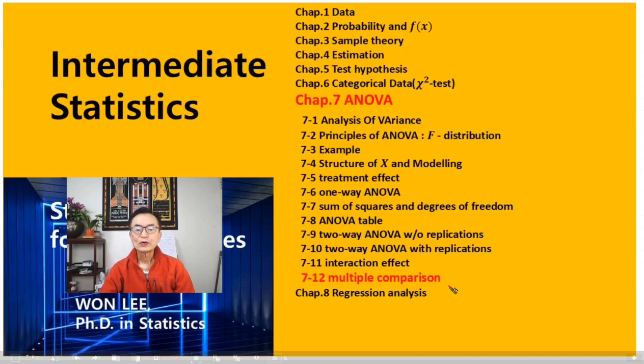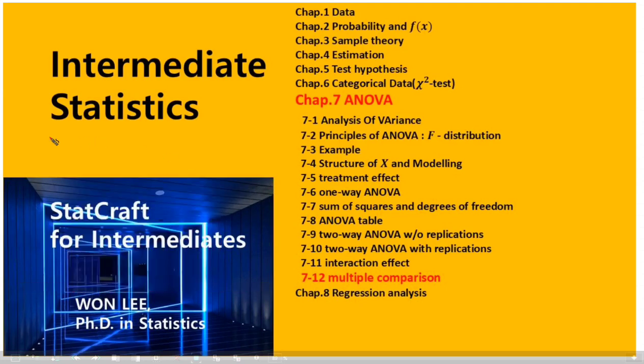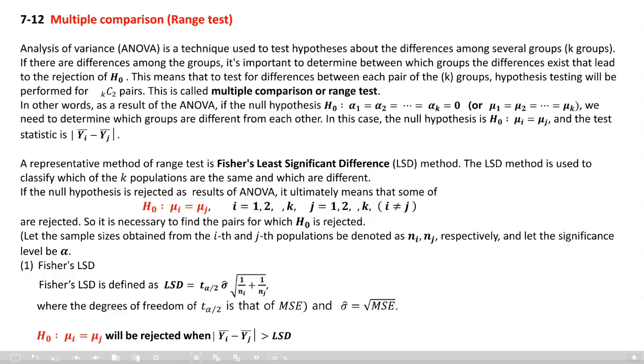When you use a computer for an ANOVA model and you get a result that rejects the null hypothesis H naught, then you want to know which group populations are different from others, right? The background of multiple comparison is not simple, so I would like to explain multiple comparison with some examples.